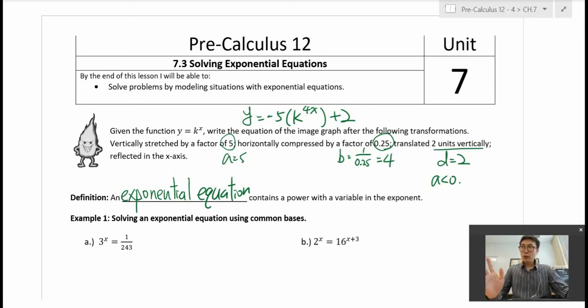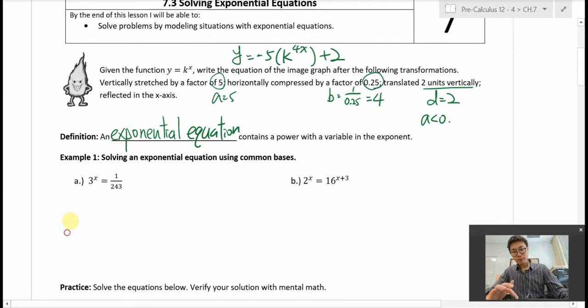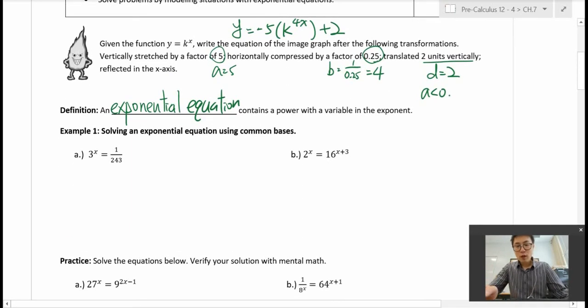We've seen some of these equations in the past, and we didn't know how to solve them. We're going to show you one particular type today. The method I'm going to show you today does not work for all exponential equations, but I think this is a good start. So let's see. It says 3 to the power of x is equal to 1 over 243.